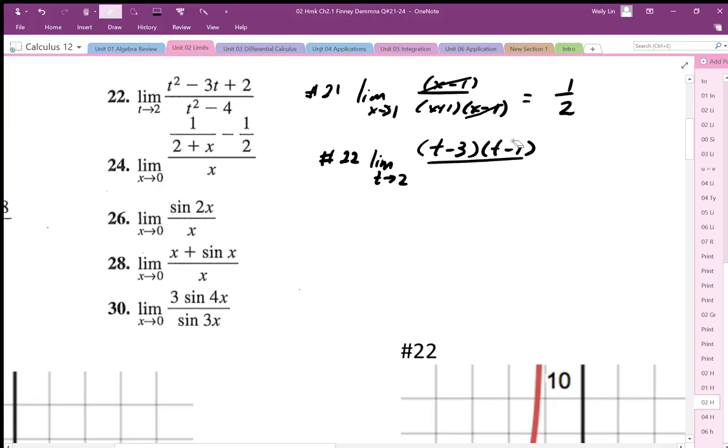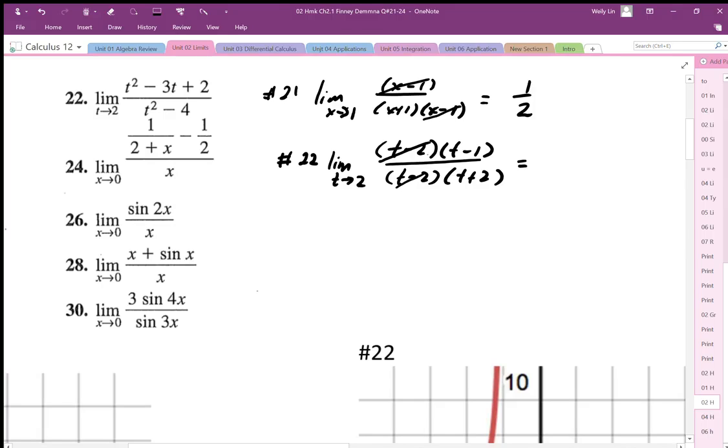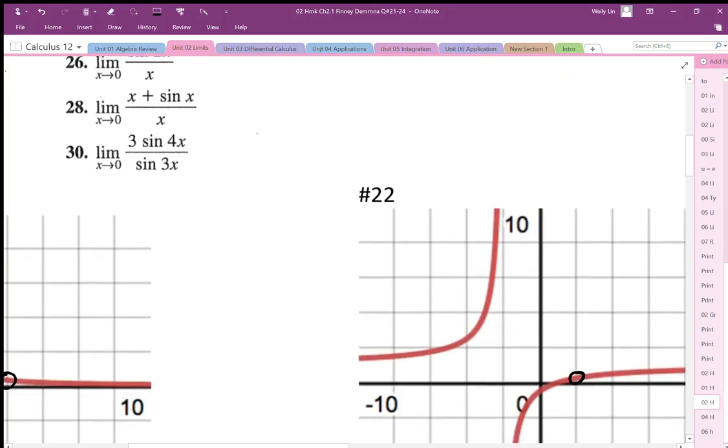so it's going to be minus 2 minus 1. And in the denominator, we end up with t minus 2, t plus 2. So these cancel out. When I plug in my 2, I get 0 over 0. That's really the problem that is happening here, that's what's generating my 0 over 0. So if I plug in 2 into here, I end up with 1 over 4. 2 plus 2 is 4, so the limit as t goes to 2 is equal to 1 over 4.